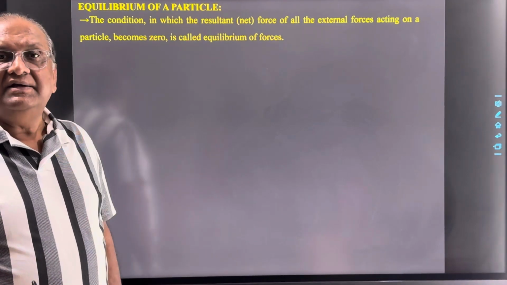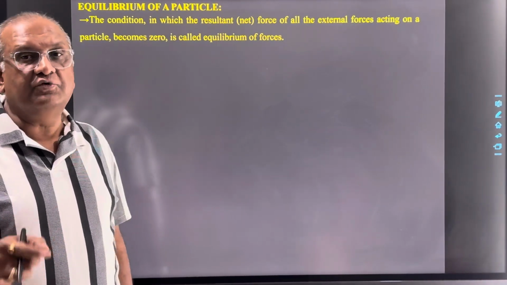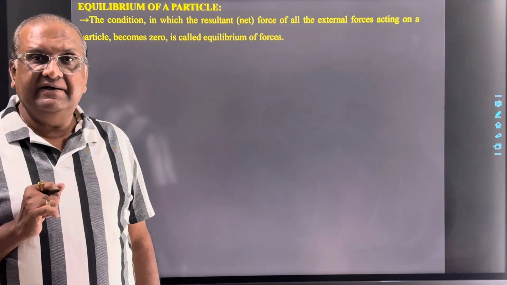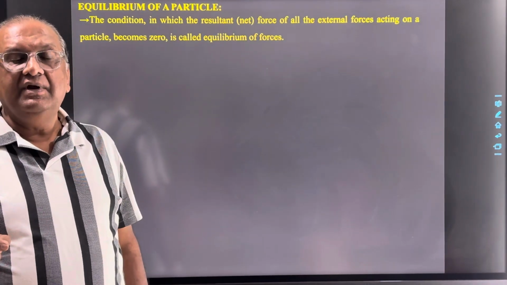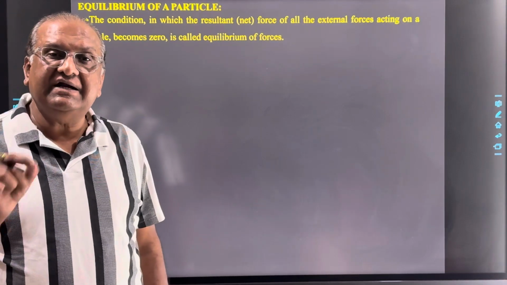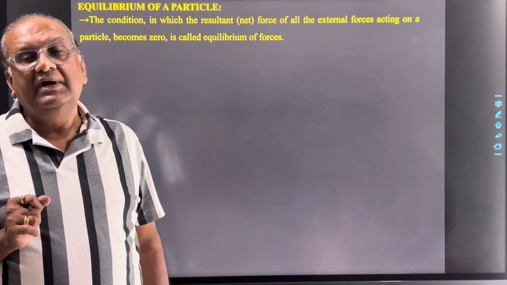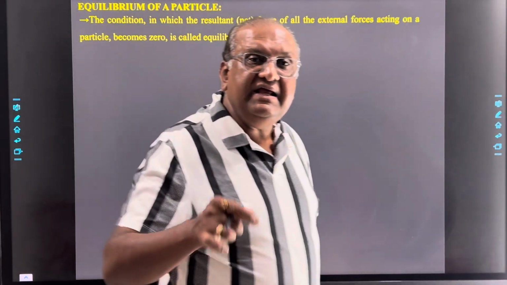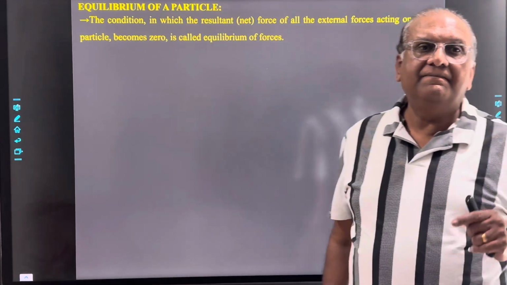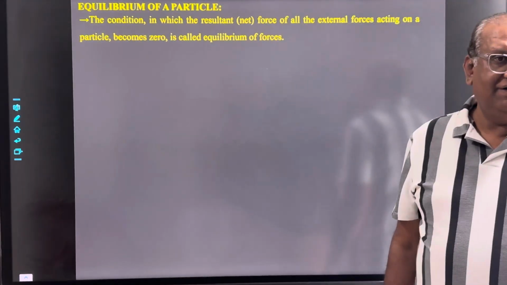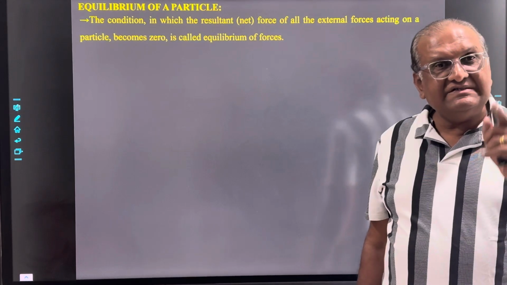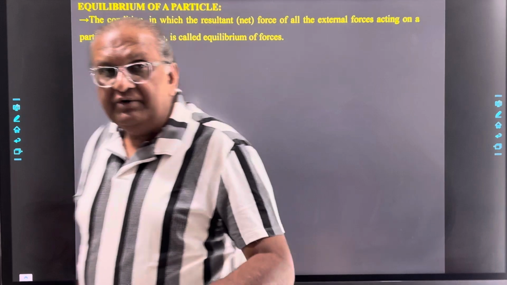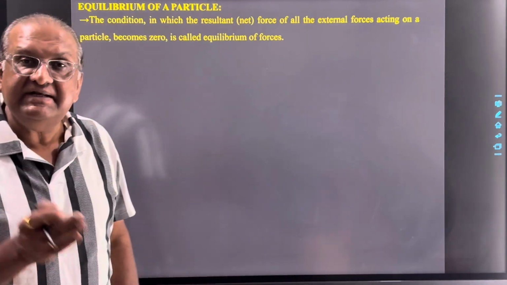And when this vector summation of all the forces is equal to 0, then we can say the net force of all the external forces acting on the particle is 0, and now we can say the particle is in equilibrium. Now see here, equilibrium means what? When the net force acting on the particle is 0, it implies that, as per Newton's first law of motion, we can understand this.